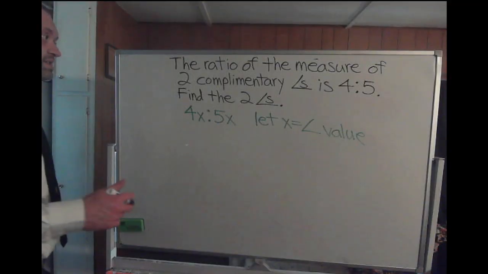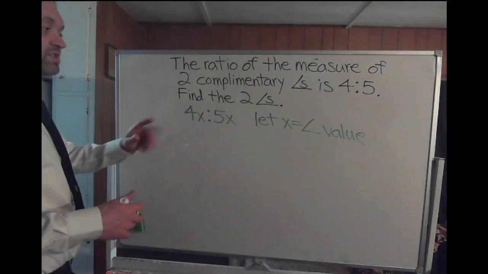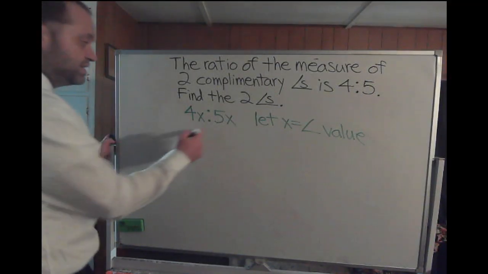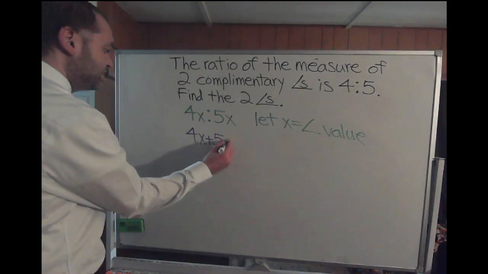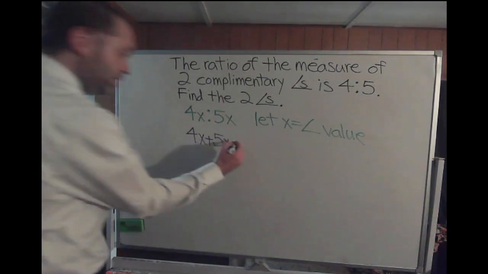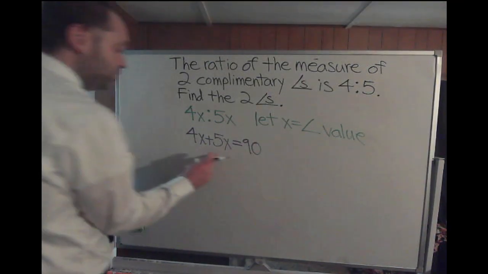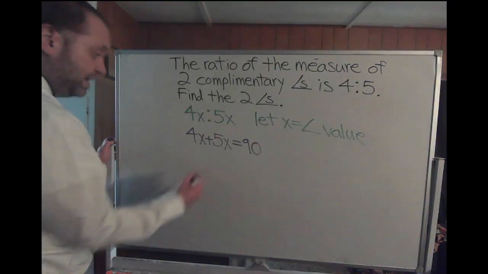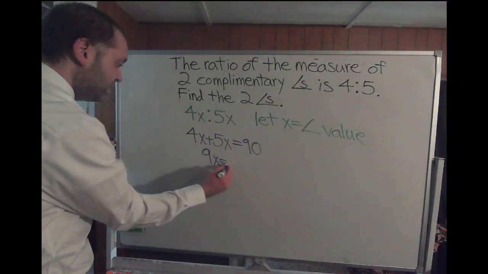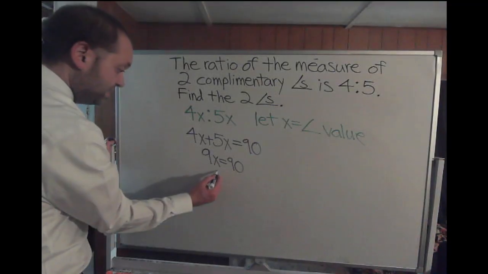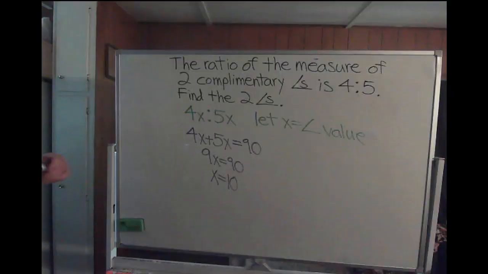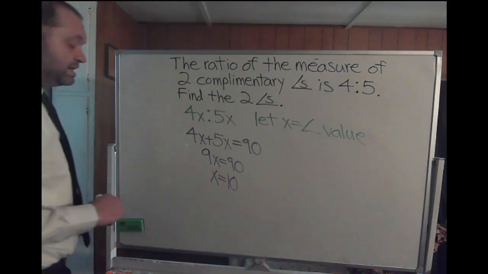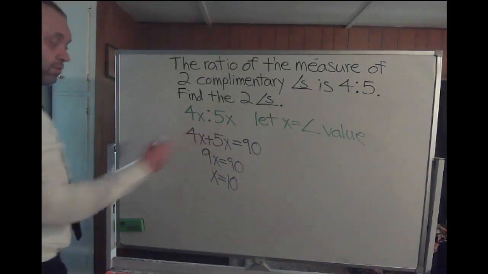Well, they tell us that the ratio of two complementary angles is 4 to 5. So how you're going to solve this is take your 4x plus your 5x. That's the sum of the two angles, right? And if they're complementary, they equal 90. So 4x plus 5x equals 90, which gives 9x equals 90, which means x equals 10. But we're not done yet. We got the value for x, but we have two angles that we have to find. The two angles are in the ratio 4 to 5.